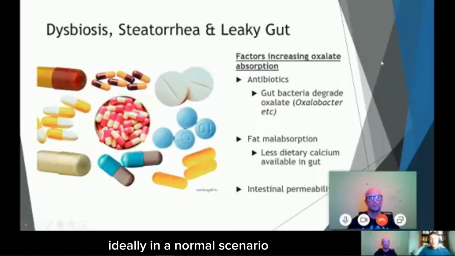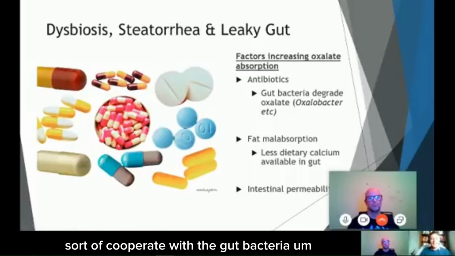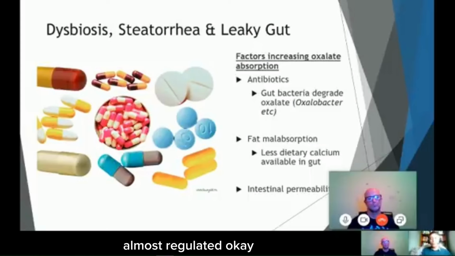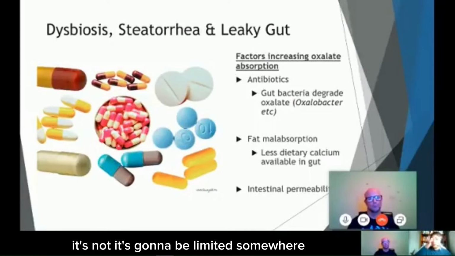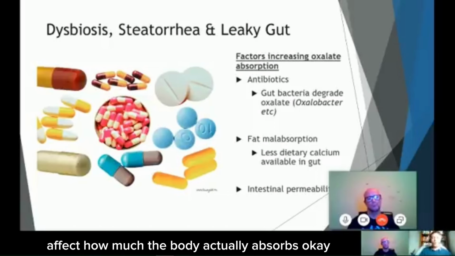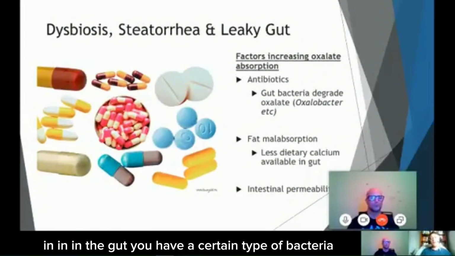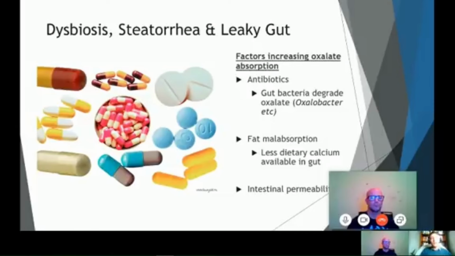ideally, in a normal scenario, the human body will cooperate with the gut bacteria. And if the diet is sufficient in calcium, then the amount of oxalate that your body absorbs is going to be almost regulated. Okay, it's not going to be excessive. It's going to be limited somewhat. And there are various things that can affect how much the body actually absorbs. Okay, so for instance, in the gut, you have a certain type of bacteria.